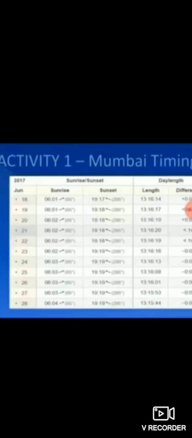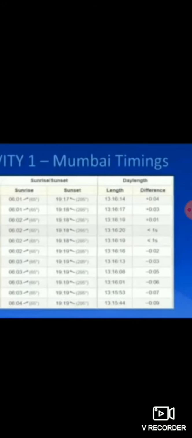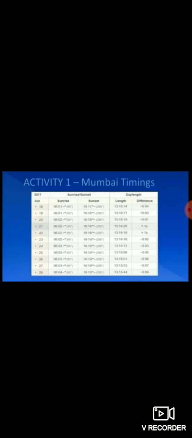Here one example is given. You can see the picture. Sunrise timing is given, sunset, length and their differences. By observing this chart, you have to give me the answers. When you make this chart, you have to answer these questions.